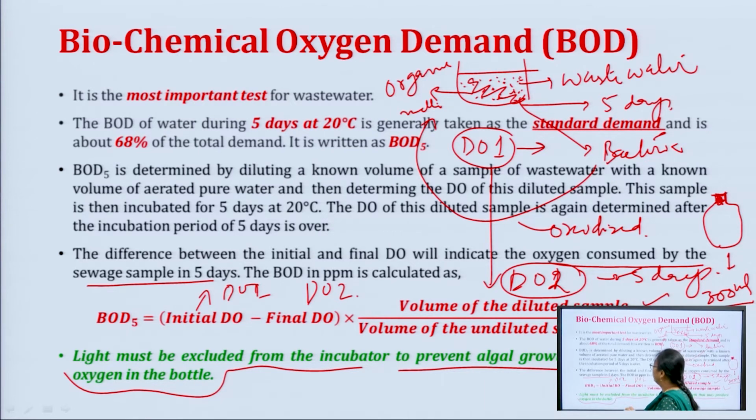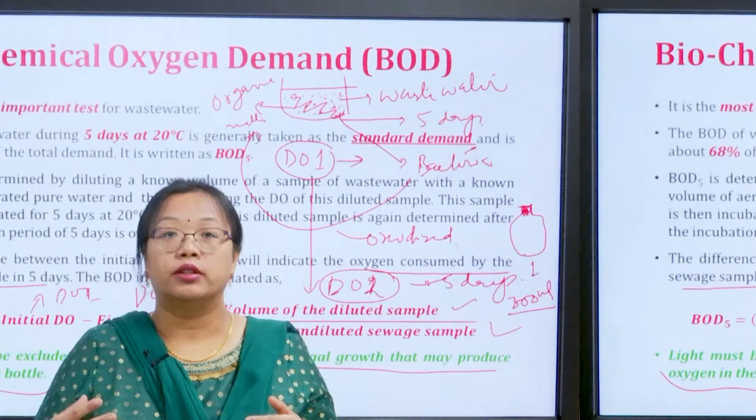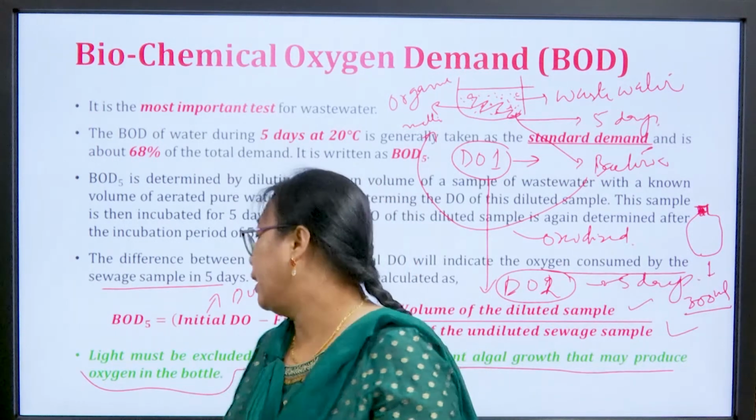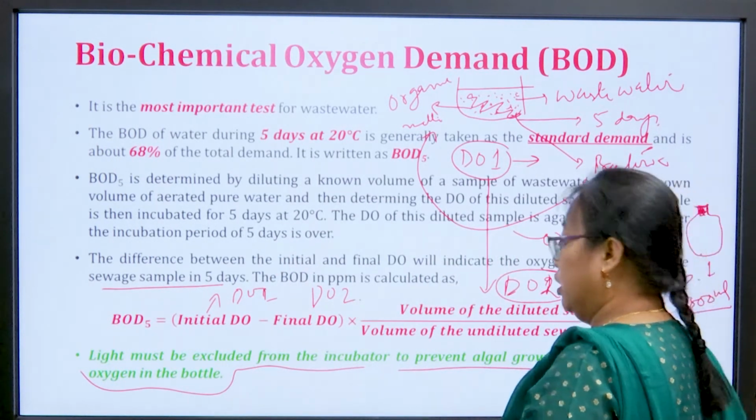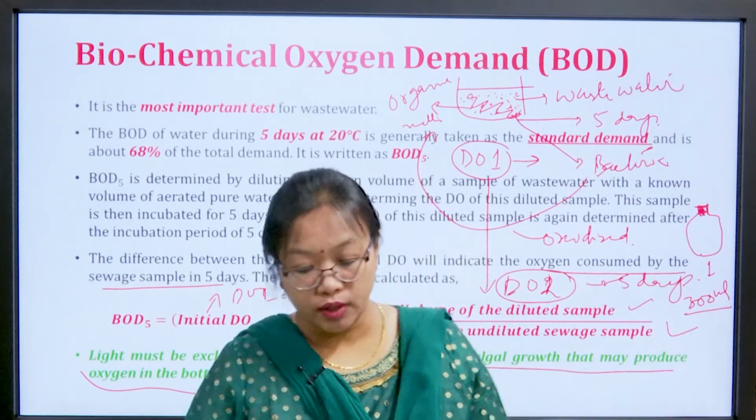because अगर algae growth हो गया, then algae is actually a green thing, right. So photosynthesis करके it may provide oxygen, so that we don't want that. So light must be excluded from the incubator to prevent algal growth that may produce oxygen in the water. So this is BOD.